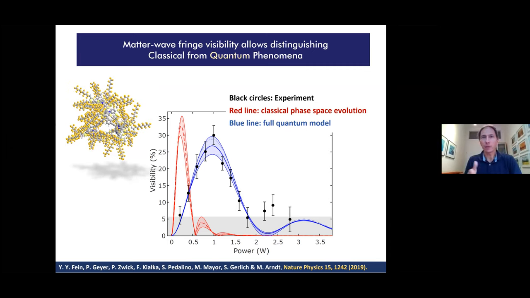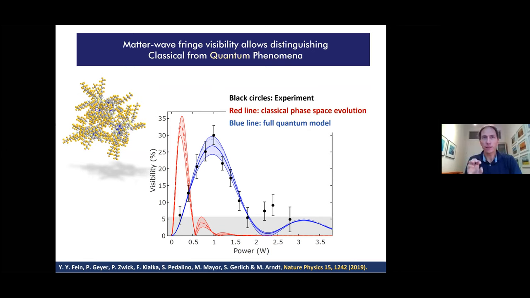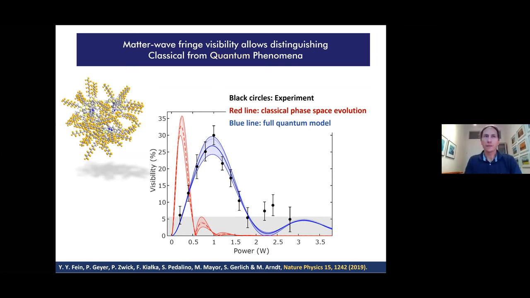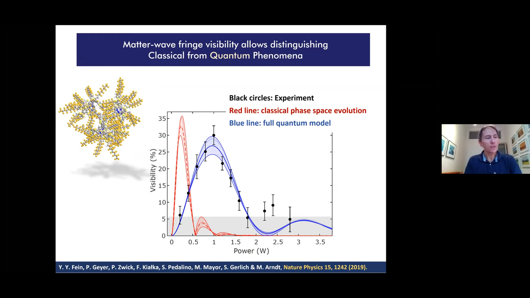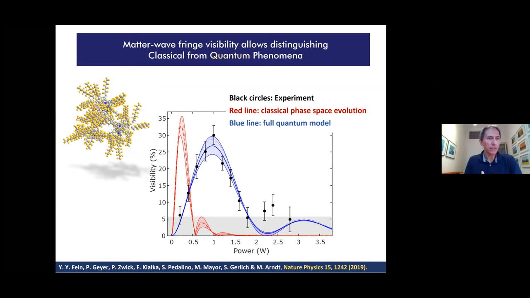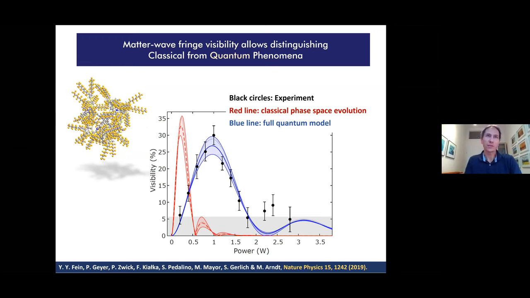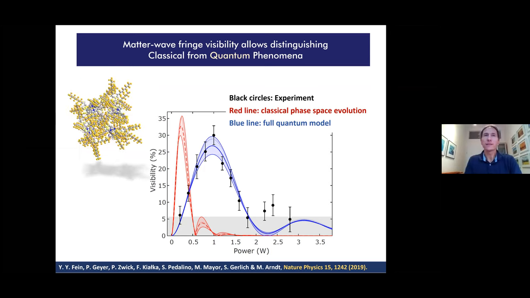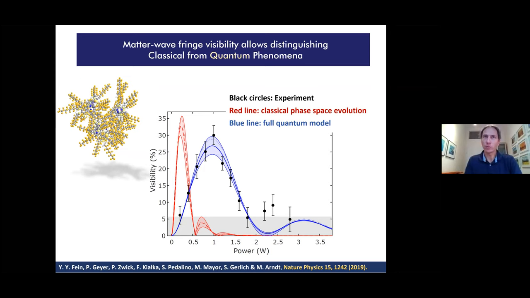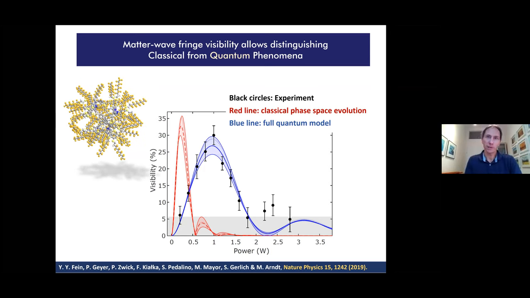The variation of the laser power that imprints the phase in the middle grating, and the variation of the contrast, the fringe visibility, as a function of that. And of course, there would also be a modification of classical billiard trajectories if you do that, but that's shown in the red curves. And that's really very clearly distinct from the quantum expectation, which is the blue stripe, and the experiments that you see here in black dots.